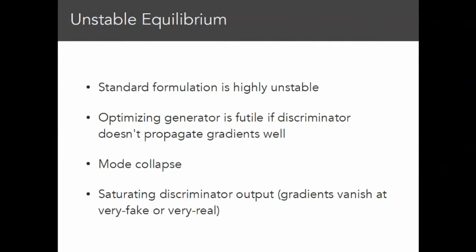Optimizing the generator is fully bandwidth limited by how well my gradient propagates through my discriminator. In particular, if my discriminator does a very bad job or does a very good job, my gradients can get totally squashed and I'm unable to produce good samples.